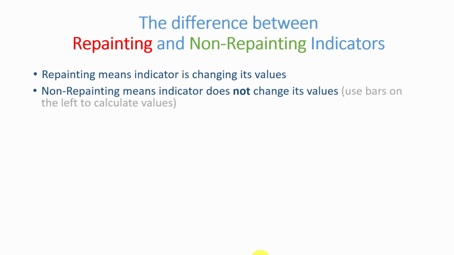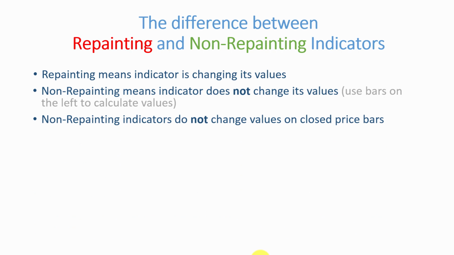Non-repainting means that the indicator does not change its values. It uses price bars on its left to calculate indicator values. Now, it might sound confusing for most of you, but I will show that on my MetaTrader chart in just a moment. Also, non-repainting indicators do not change values on closed price bars. So if the price bar is closed, indicators should not change their values on those price bars. And if they don't change those values, it's a non-repainting indicator.